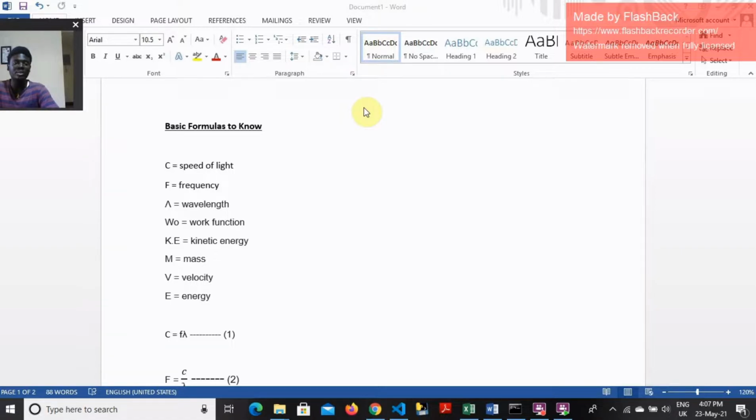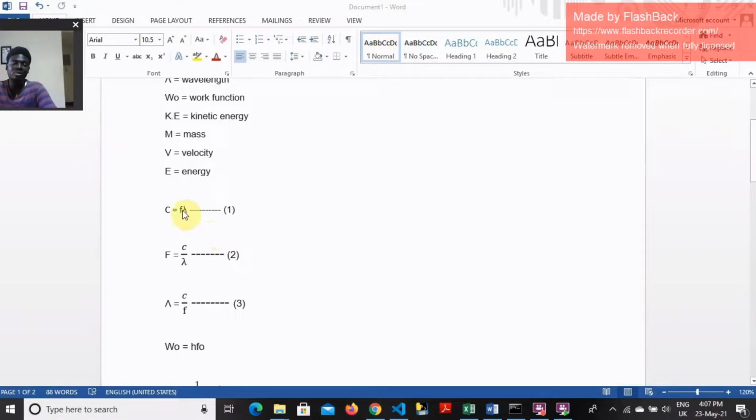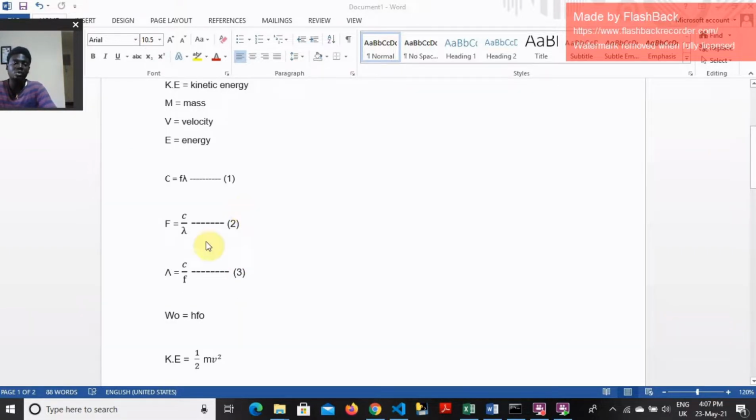Today we are going to be talking about Einstein's equation and photoelectricity. So in the last video, we talked about the basics of this topic. We talked about the formula: speed of light is equal to frequency times wavelength. We talked about frequency is equal to speed of light over wavelength, and wavelength is equal to speed of light over frequency. Now these three formulas are the same, only that we're changing the subject of the formula. We need to know this formula to understand the more complex things.